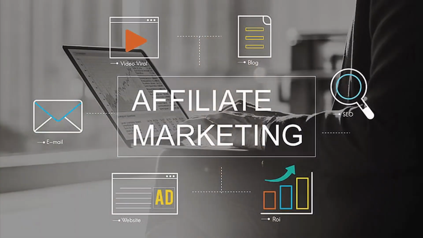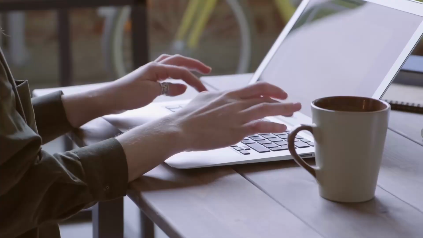Okay, so first thing we need to do, we need to choose our niche. And because we are talking about making money online, let's just say that I'm in the affiliate marketing niche. So next thing we need to do, we need to write an ebook.